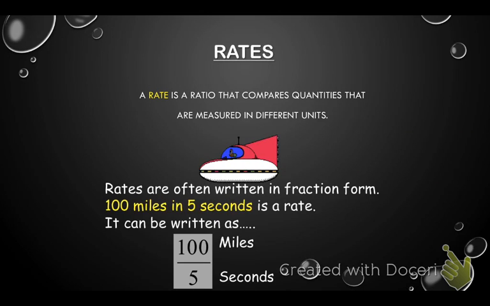Now, rates are often written as a fraction, just like we did when we write any rates or ratios or proportions. We always have them in a fraction form. So we would write that as 100 miles over 5 seconds. All right?